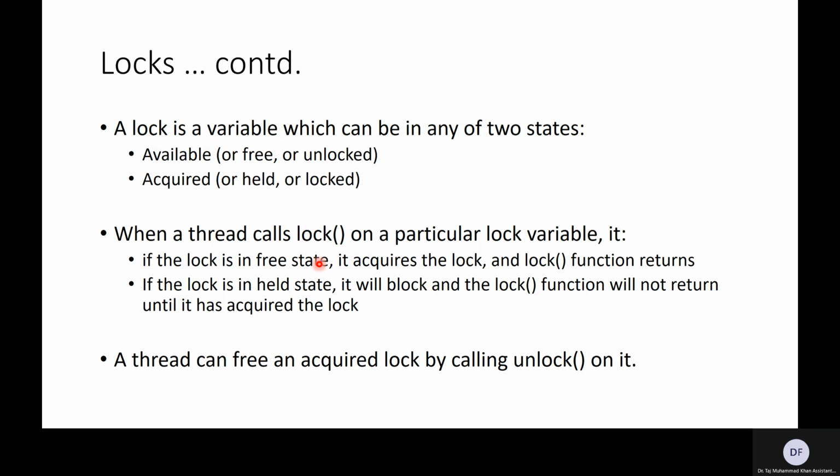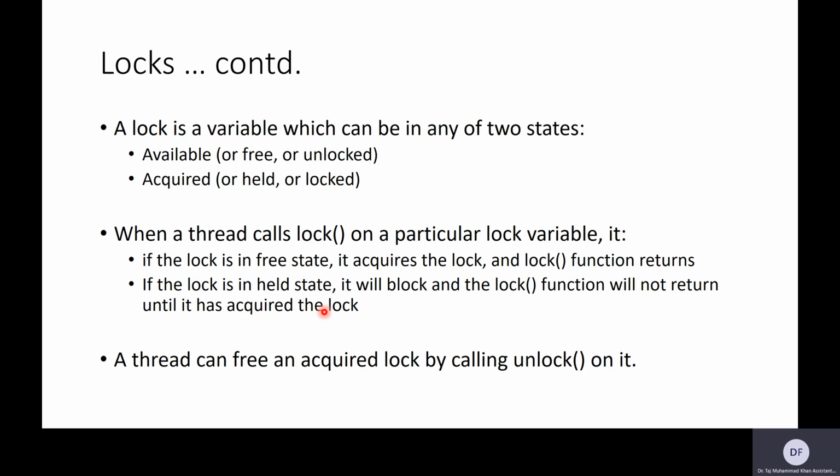Once we have acquired the lock, the state of the lock will be changed to acquired, held, or locked. But if we call the lock function on a lock variable which has already been acquired, which is already being held, then our function will block. This lock function, which is used to acquire the lock variable, will block and will not return until it has acquired the lock.